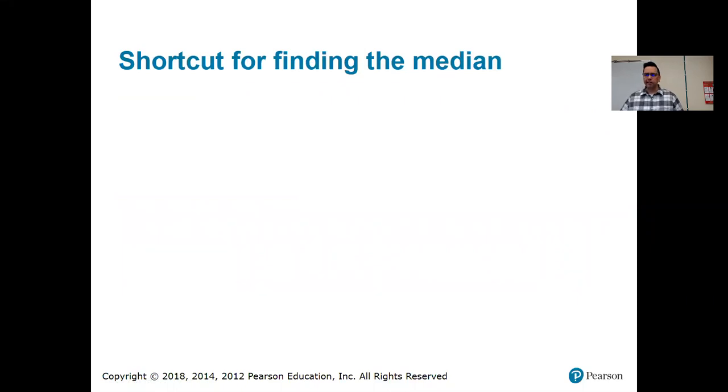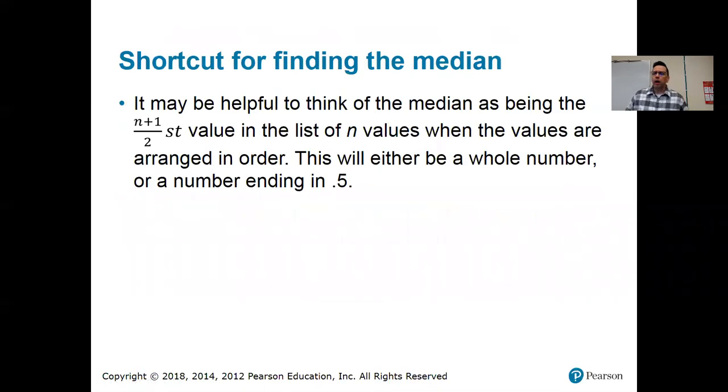All right. Here's my shortcut. This is the slide I added. I picked this up from another book 100 years ago. So especially when you're working with a large set of data, it may be helpful to think of the median. Just think of it this way. This is not an exact thing. It's just a shortcut. Think of the median as being the n plus 1 over 2 ist. In other words, think of the median as being in that position n plus 1 divided by 2, in the list of n values when the values are arranged in order.